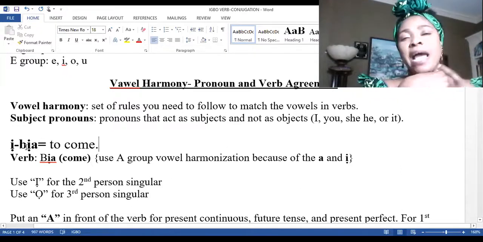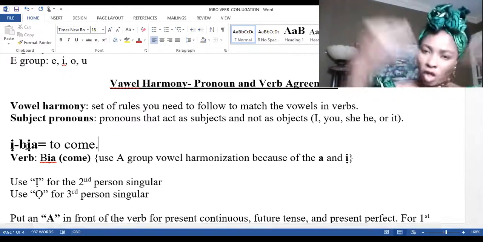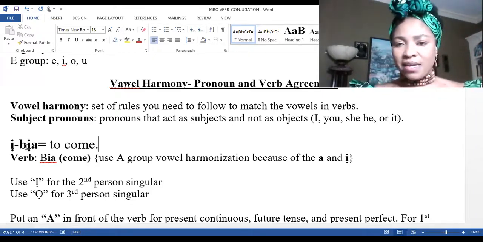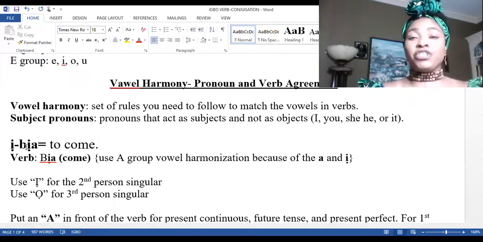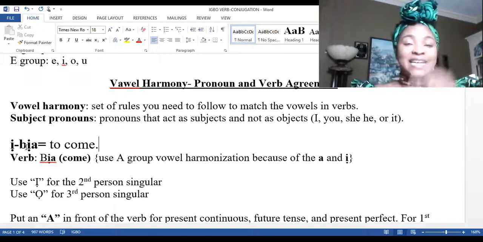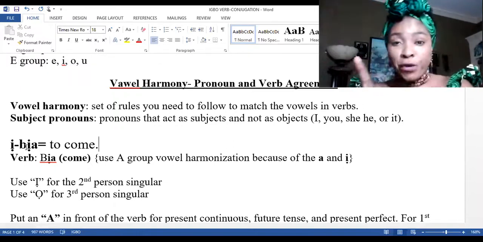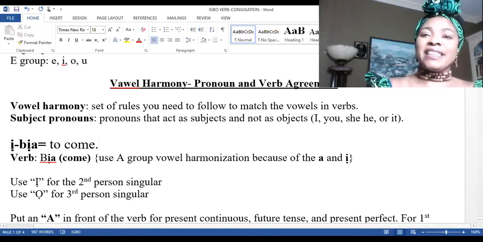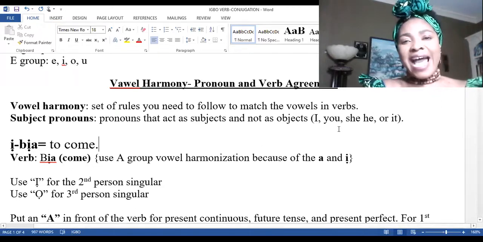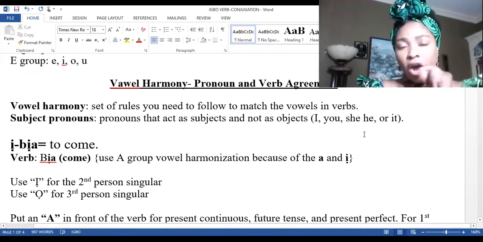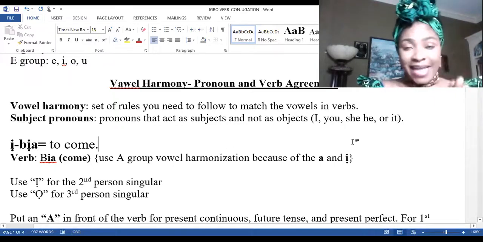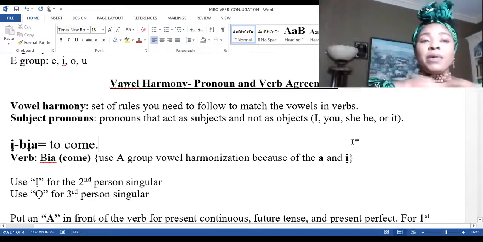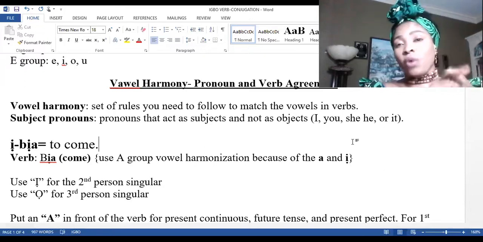Now, when I say, oh, Onyema, bia, it means come. When I say, oh, Chika, ebiara, it means, oh, Chika, did you come? Ebiara. That E means you. It doesn't mean the verb. The E there, you see where I say I, you, she, he, or it. We're gonna go back to pronouns, but today we're focusing on verb and conjugating that verb and letting that verb harmonize with a pronoun. That's what we're doing today.